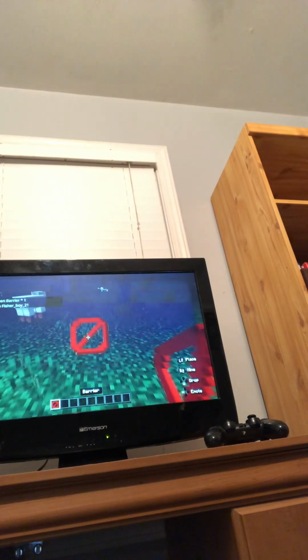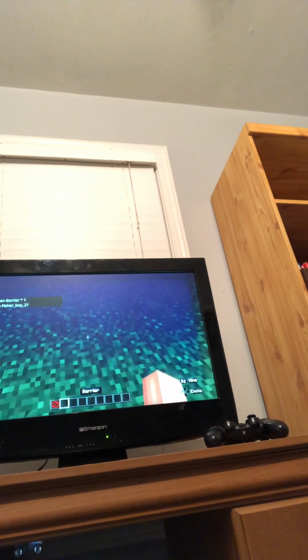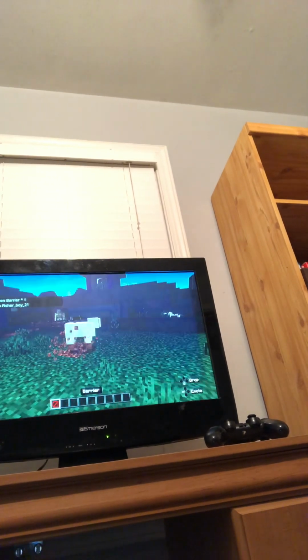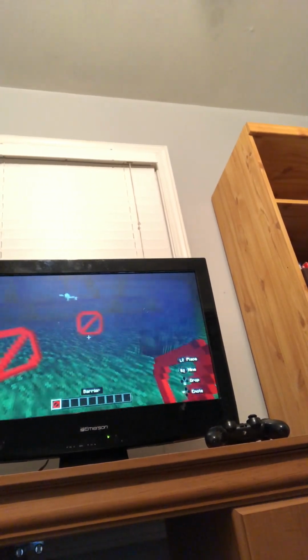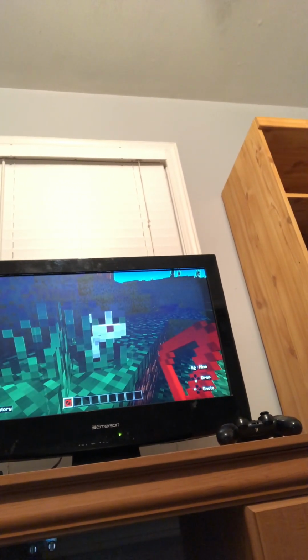You place it. You see it whenever you hold it. You don't whenever it's there, but it's still there. You can build a secret base with this. Prank your friends with it. Do whatever you want with it.